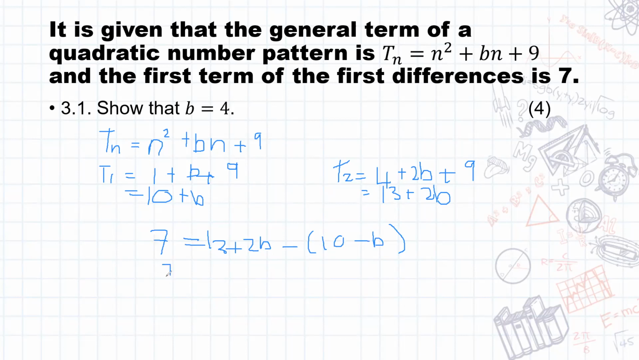So if we simplify further, 13 plus 2b minus 10 minus b. If we take 13 minus 10, we get 3. So we'll have 7 is equal to 3, plus 2b minus b, which is just b. And we'll take 3 to the other side. 7 minus 3 is 4, equal to b. And so we've actually proved what they've asked us to prove.